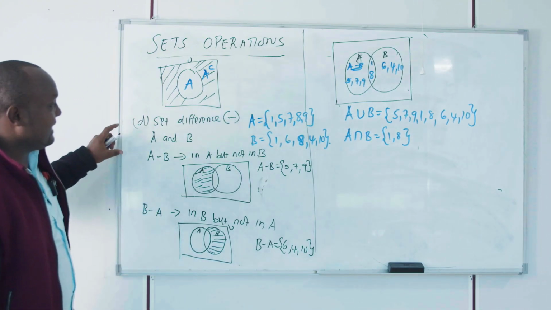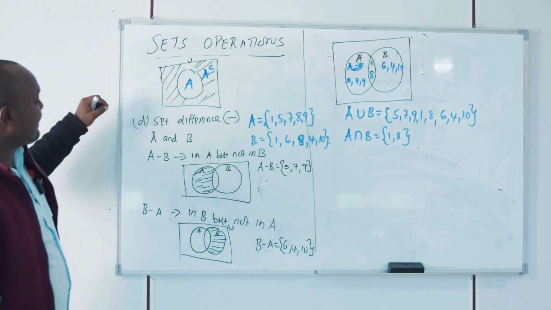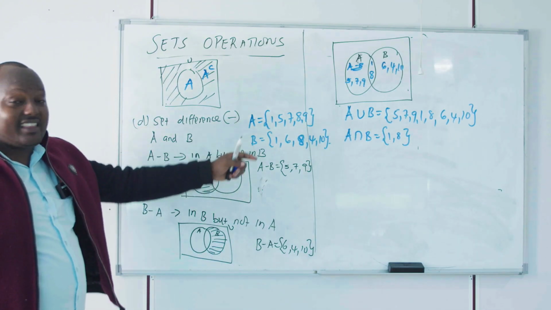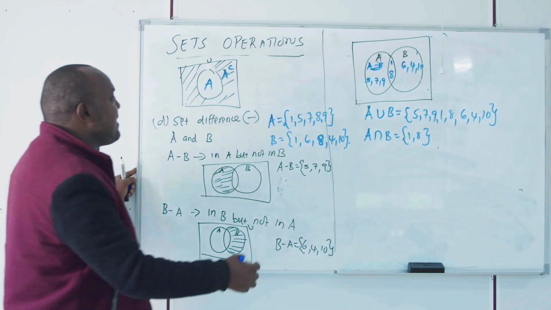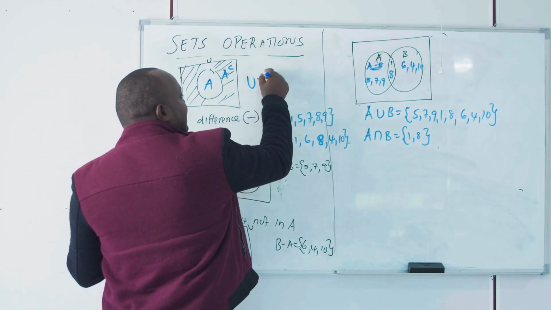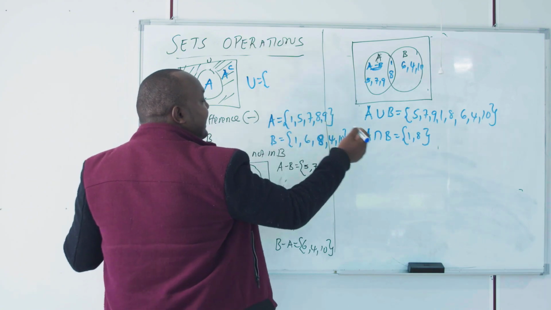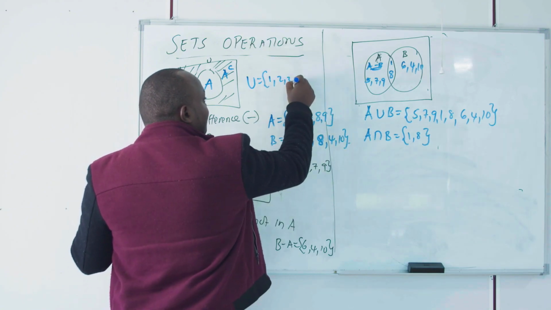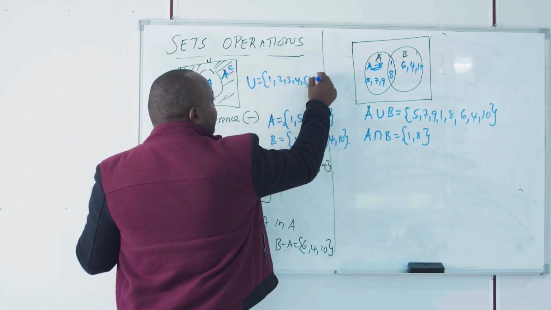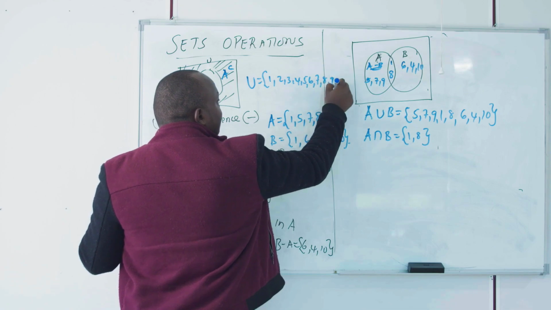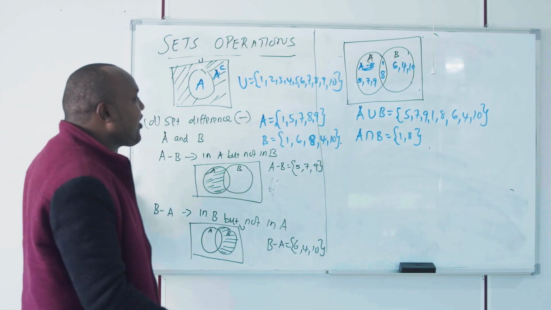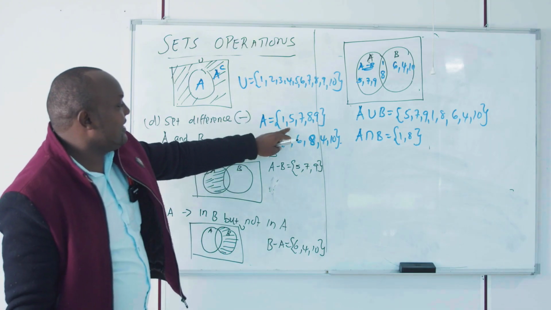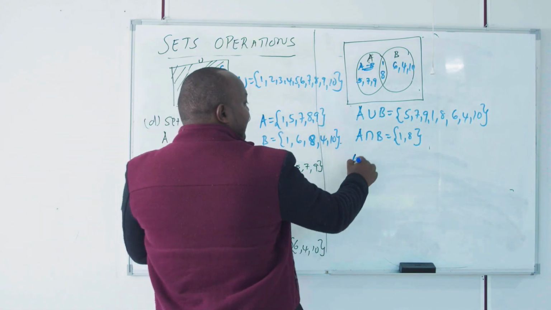So that's what we call set difference. We have looked at the union, intersection. We have looked at the complement. Assume we had a universal set. Now, our universal set was between 1 and 10. Assume that was our universal set. So, what is A complement? There are those elements. A complement.